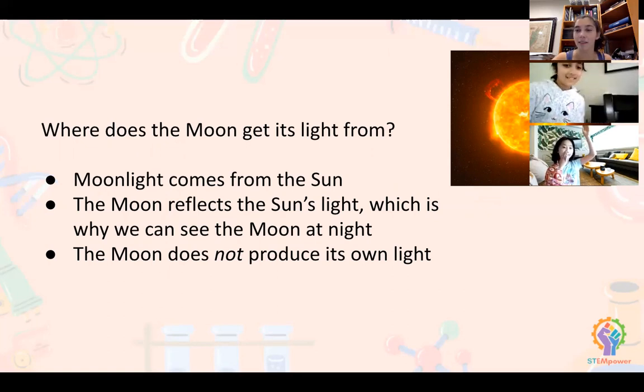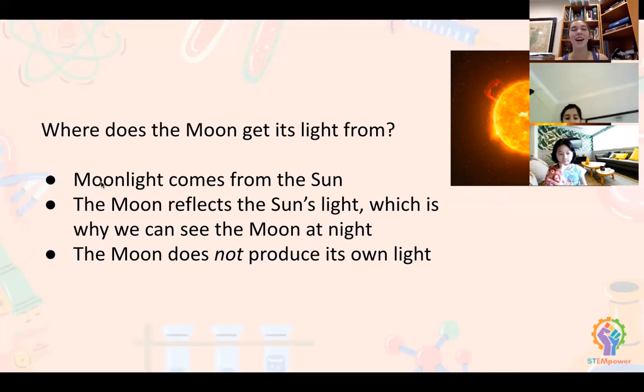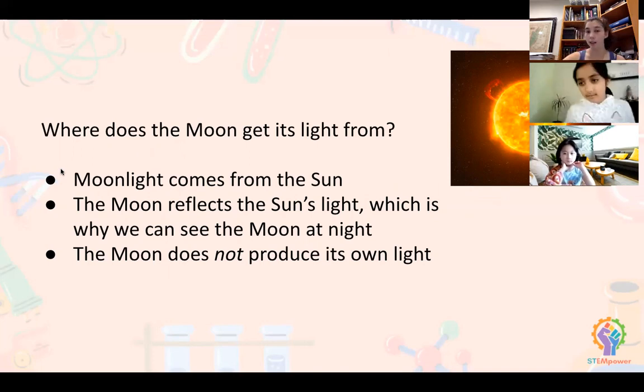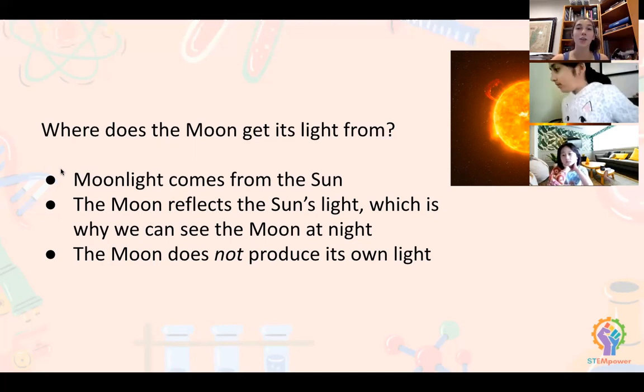Yeah, Jasmine? The sunlight. Yeah, exactly. So moonlight comes from the sun. The moon itself doesn't actually have any light, but it is just reflecting the sunlight off of itself. And so at night, if it's super bright out, but the sun isn't out, it's still light from the sun, just reflecting off of the moon's surface.